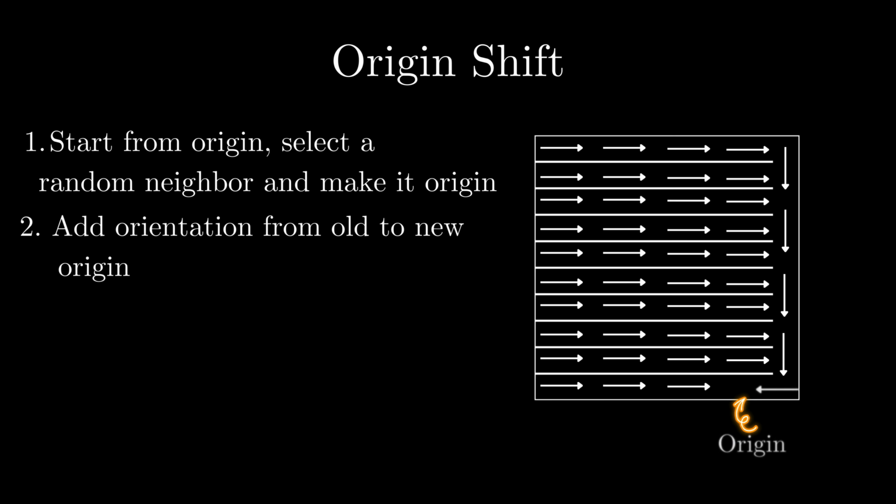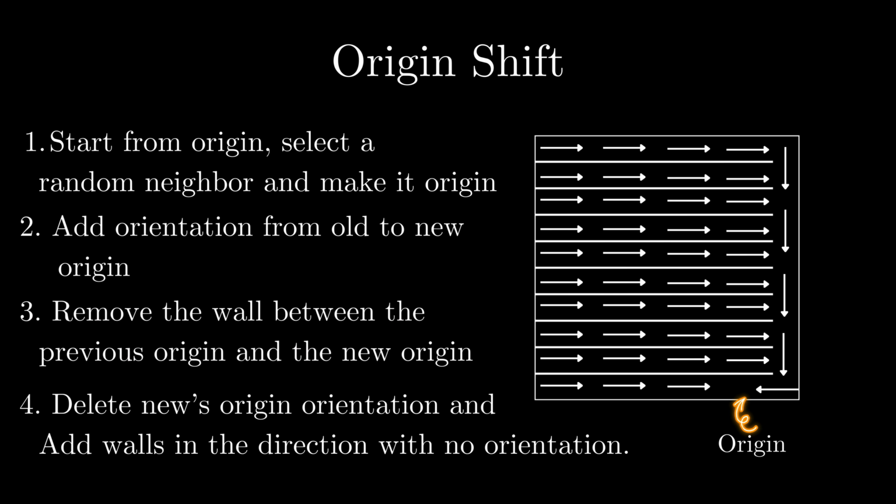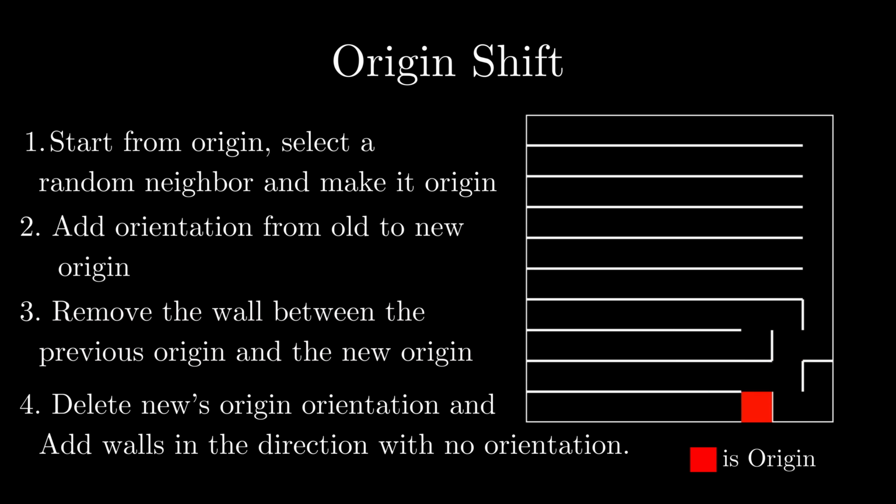Then, we do the following steps. 1. Add an orientation or direction from the previous origin to the new origin. 2. Remove the wall between the previous origin and the new origin if it exists. Next, we update the new origin by 3. Deleting its previous orientation. 4. Adding a wall in the direction where there is no orientation. By repeating this process, we continuously shift the origin, creating a dynamic and ever-changing maze.